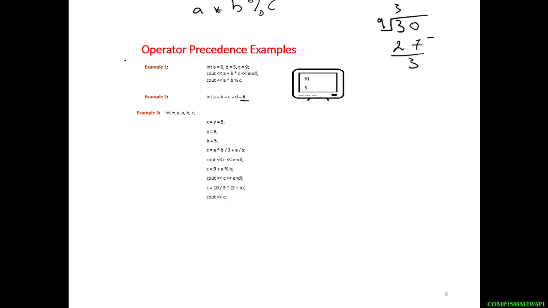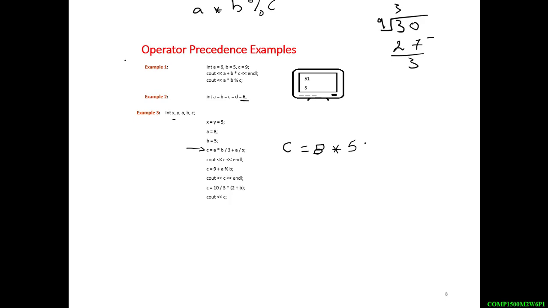So over here, c is equal to a, which has the value of 8, multiplied by b, which has the value of 5, then divided by 3, plus a, which is 8, divided by x, which is 5.